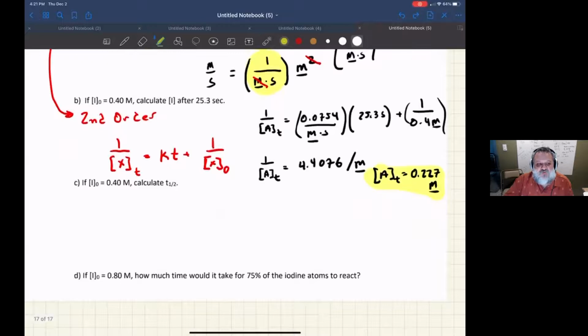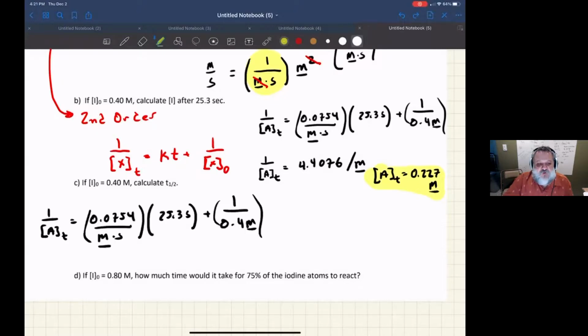Okay, part C is if the initial concentration of iodine is 0.4, calculate the half-life. Now, we can take the same equation that we started out with for part B. The only difference is instead of knowing the time, we don't know the time anymore. But now we do know the concentration of A at time t. Well, it's exactly half of the original starting concentration. So half of 0.4 is 0.2. Okay, and so now we're just solving for t.